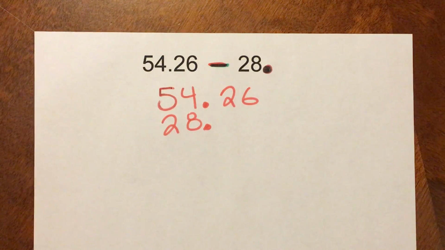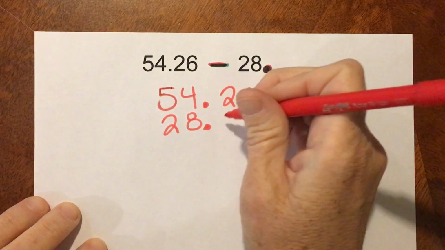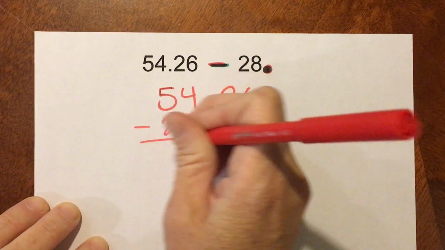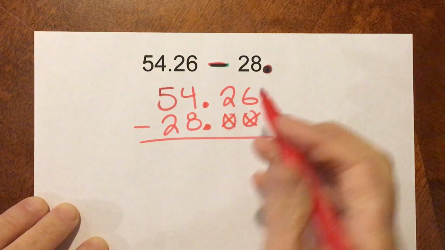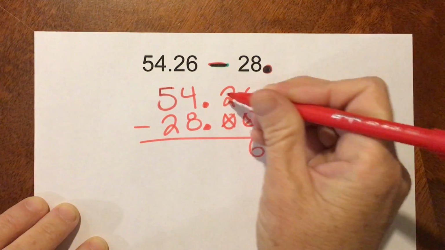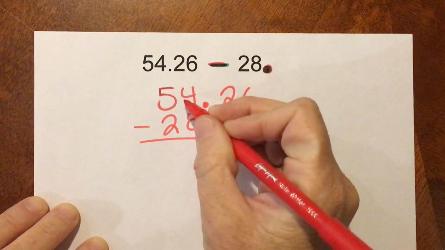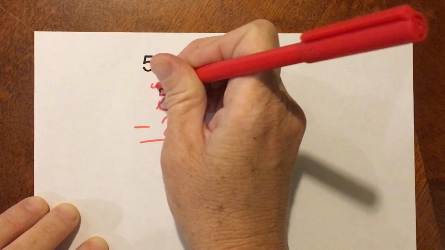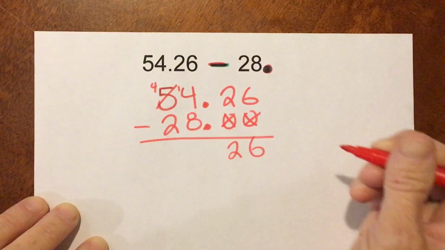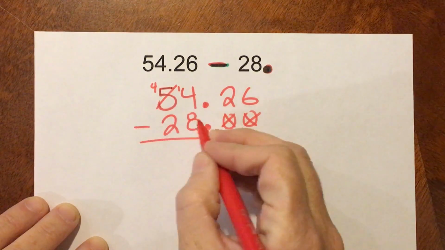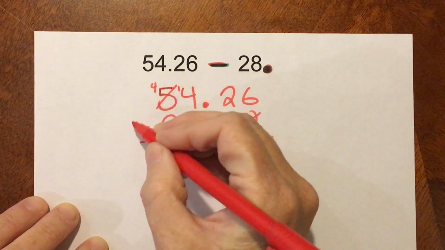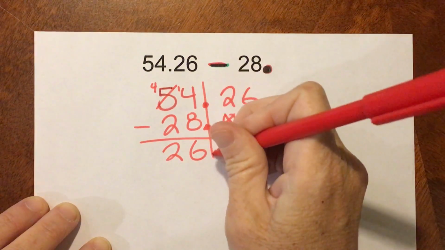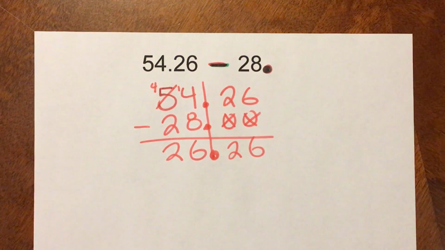Okay, step three is I'm going to add zeros to create that box shape. Step four is I'm going to subtract. So I get 6 minus 0 is 6, 2 minus 0 is 2, 4 minus 8 is not possible. So I'm going to borrow from my neighbor. That becomes a 4 and that becomes a 14. So 14 minus 8 is 6, 4 minus 2 is 2. And then step five is I'm going to bring down my decimal with a line.